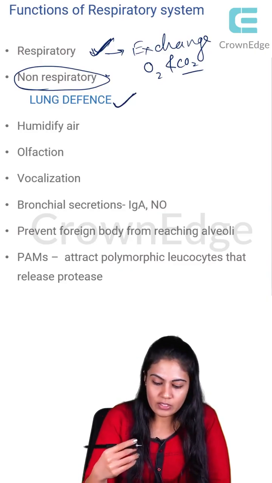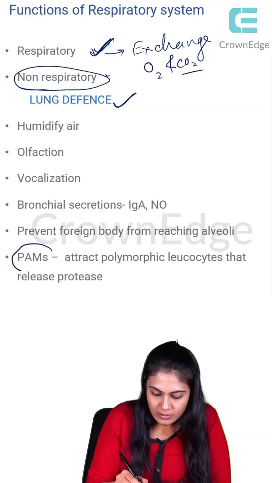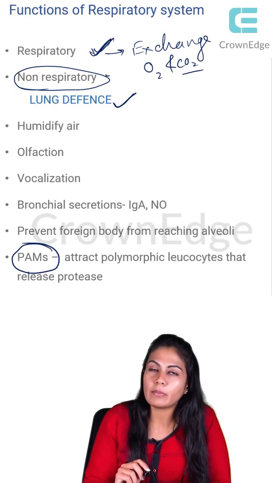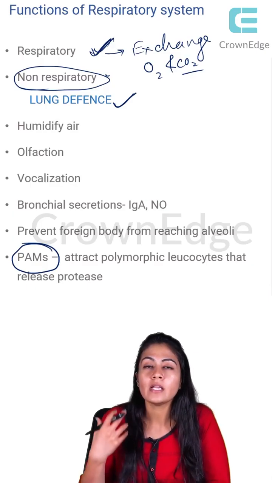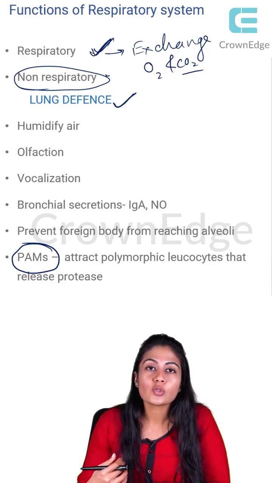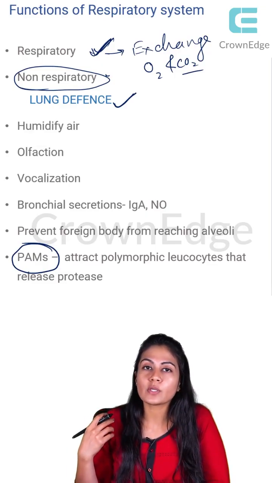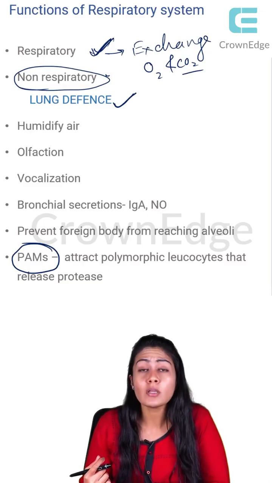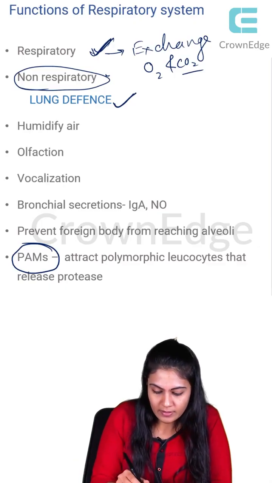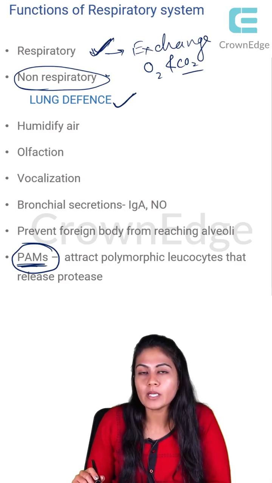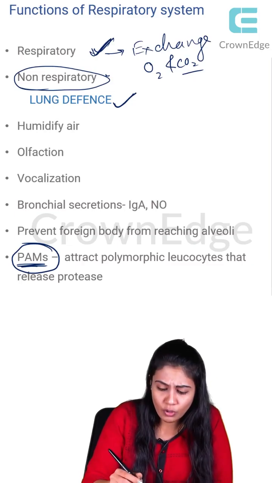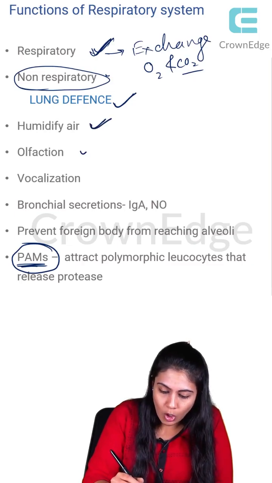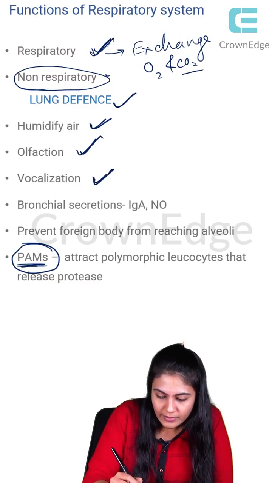So it has its own PAM cells. We learned about that in the blood system, that the immune system has macrophages inside almost all the cells. The macrophages which are present in the respiratory system, we call them pulmonary alveolar macrophages, right? That is nothing but your PAMs. What are the other functions of the lung? Humidify the air, olfaction, right? Then vocalization.